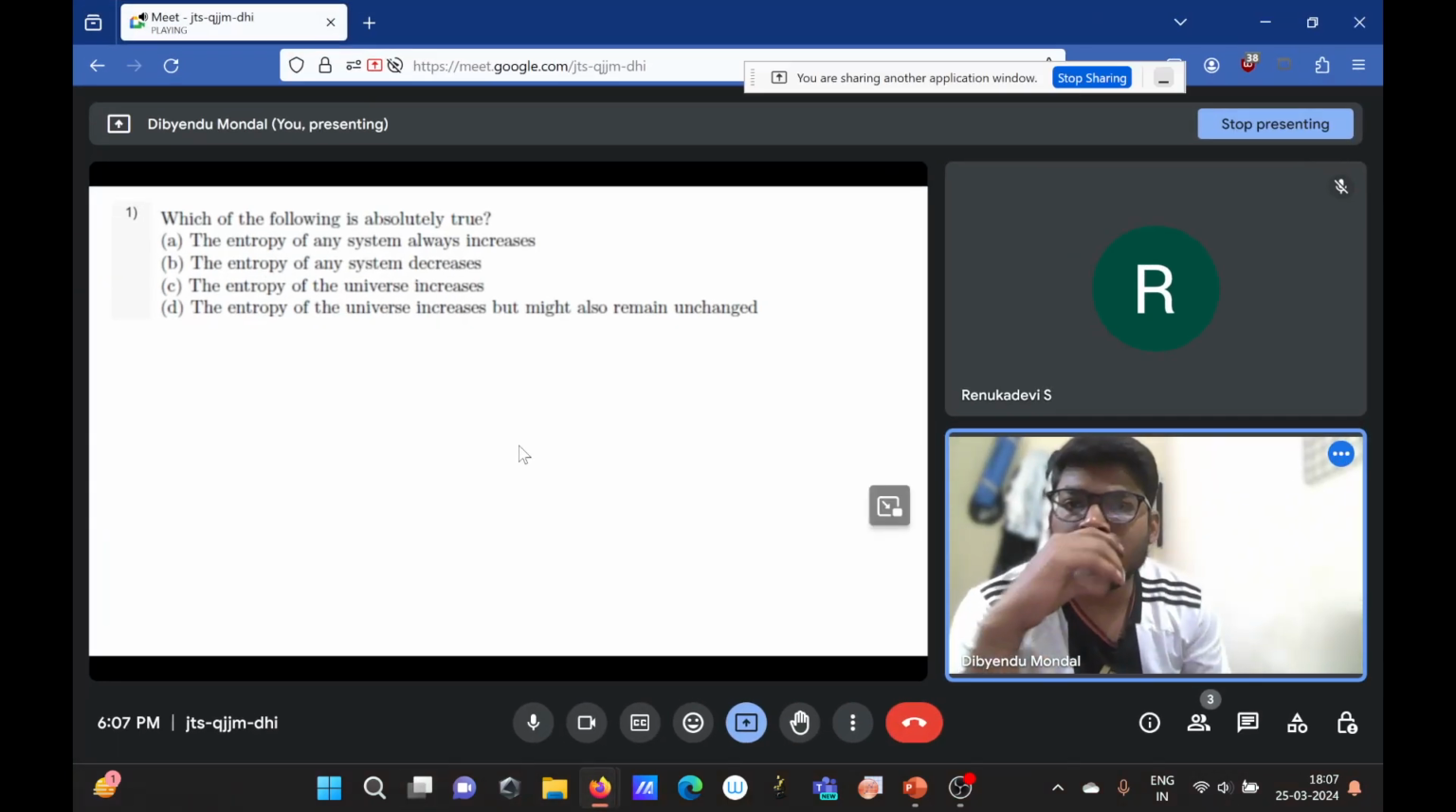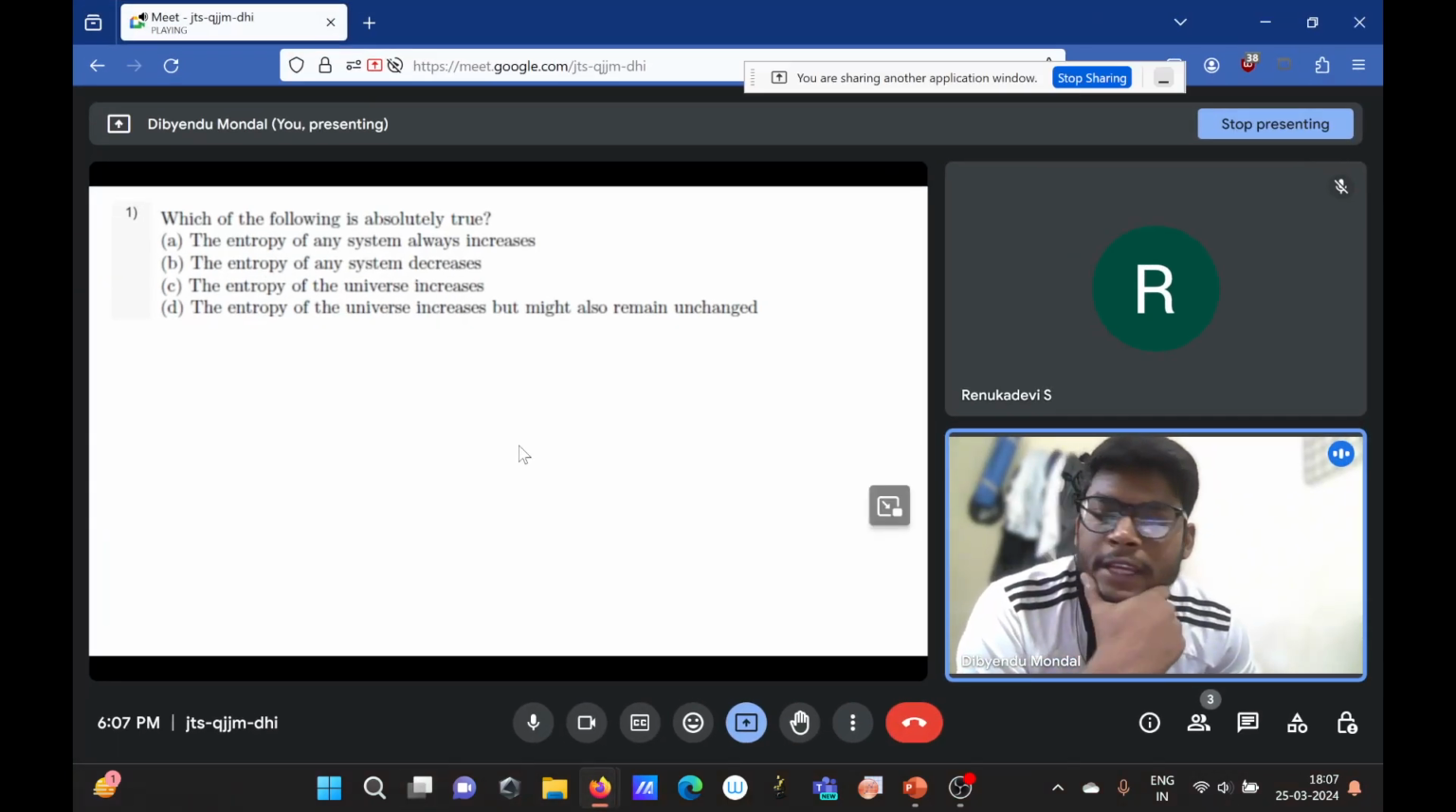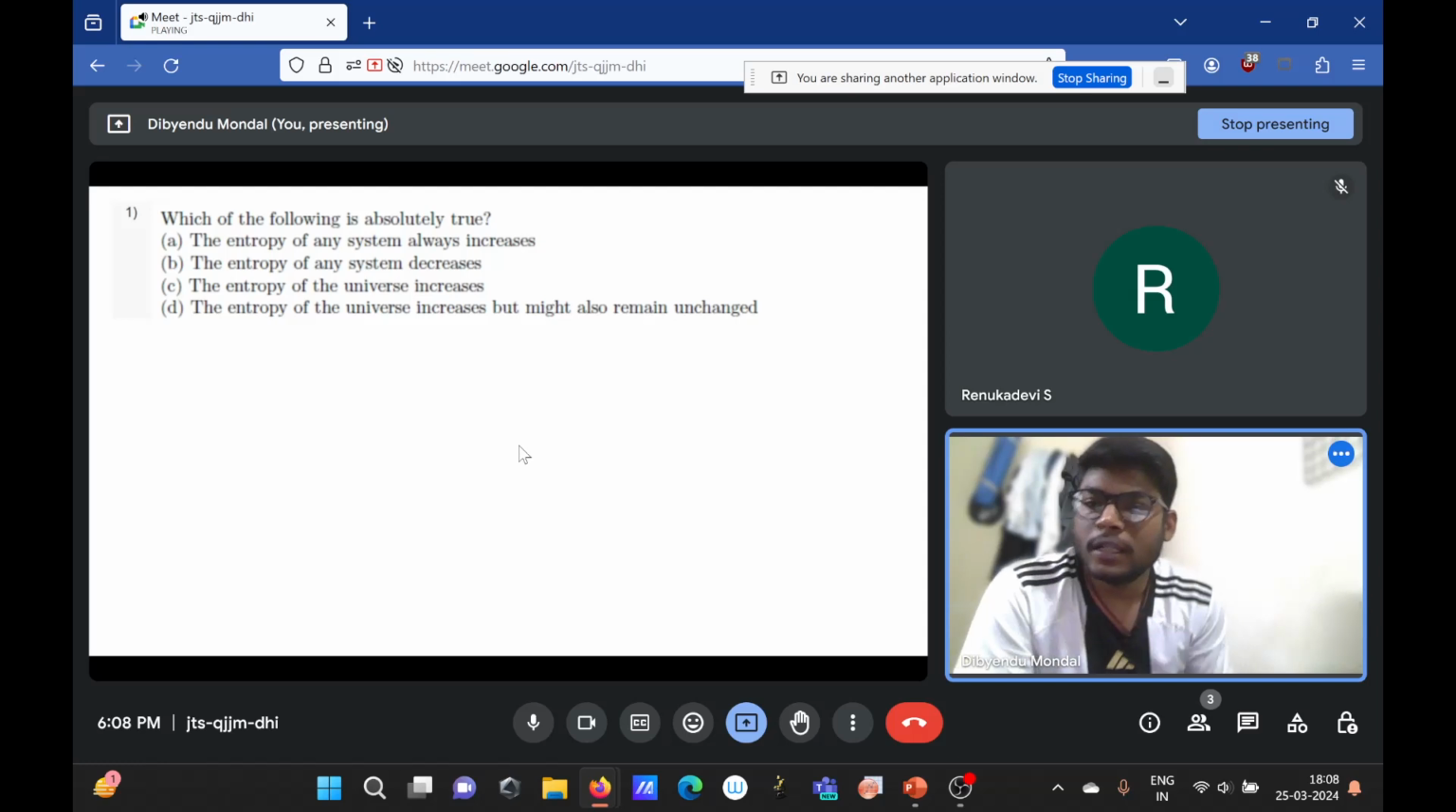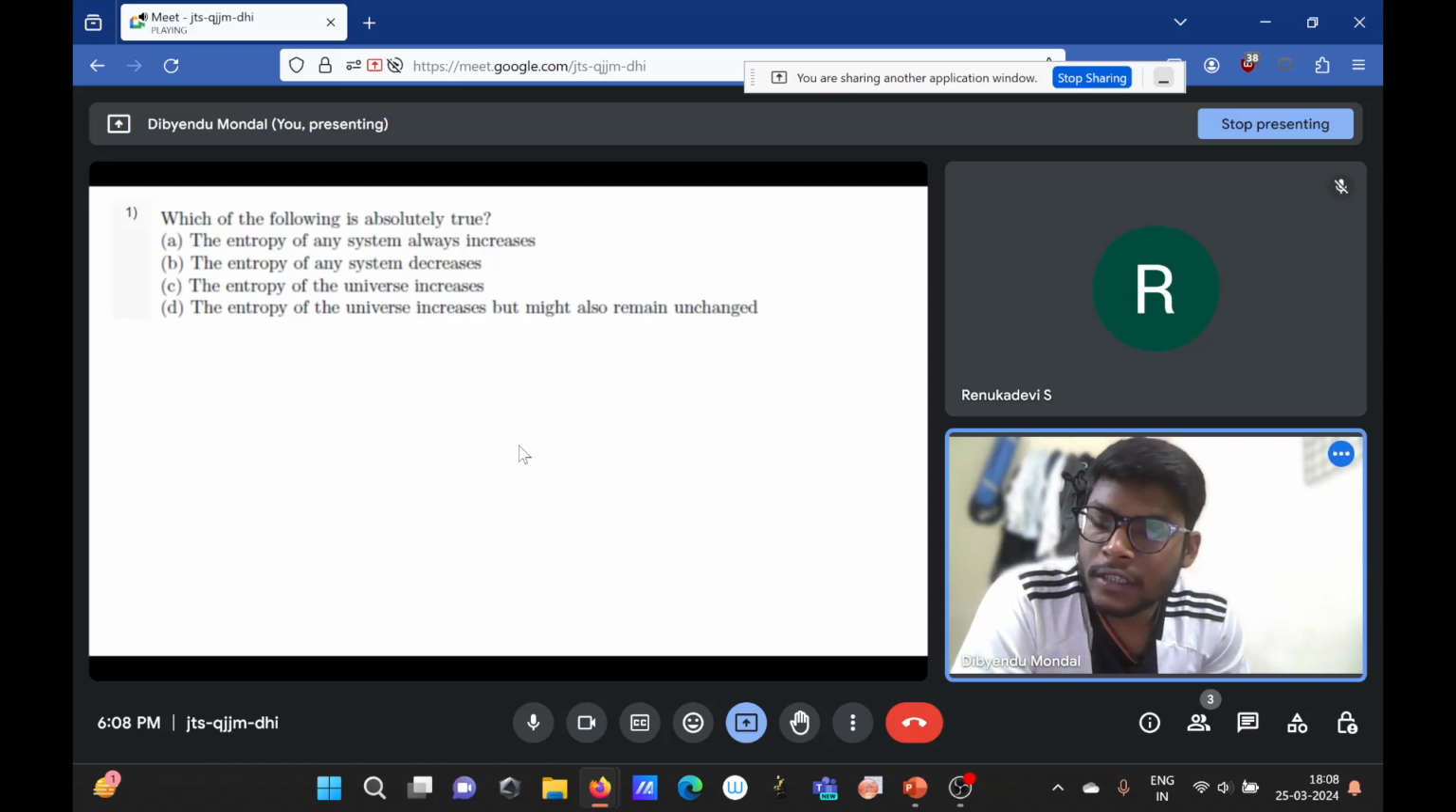The first question says, which of the following is absolutely true? Option A, the entropy of any system always increases. Option B, the entropy of any system decreases. Option C, the entropy of the universe increases. Option D, the entropy of the universe increases but might also remain unchanged. So, Renuka, what do you think?